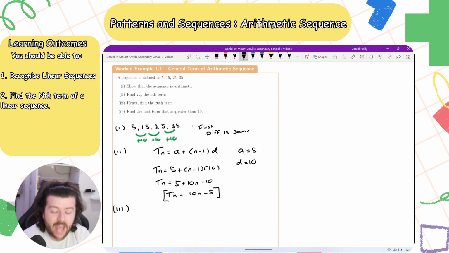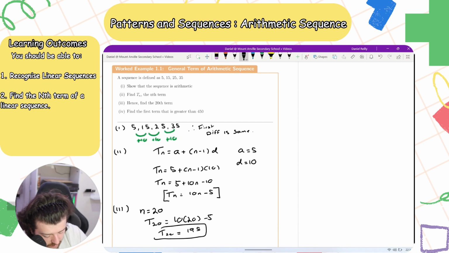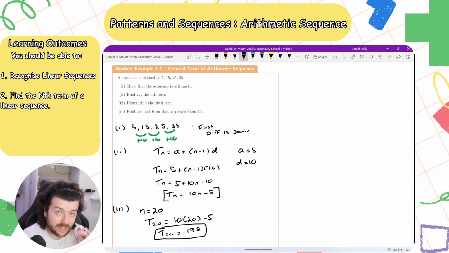Hence, find the 20th term. If I want to find the 20th term, I'm subbing in n equals 20. So t20 is equal to 10 times 20 minus 5. T20 is equal to 195. So I know the 20th term in the sequence is 195.